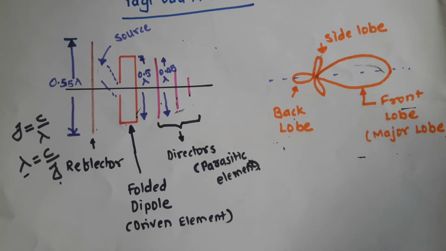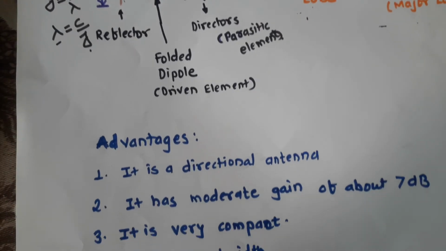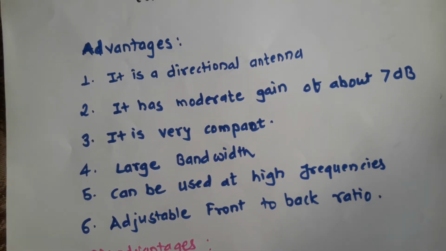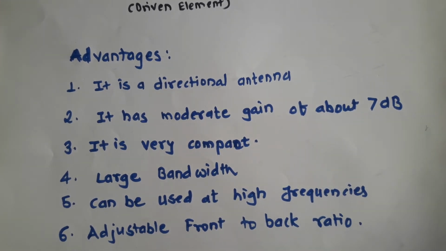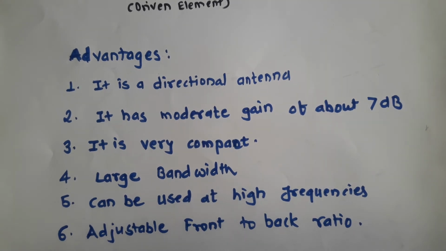Now let us have a look at the advantages and disadvantages of the Yagi Uda antenna. This particular antenna is a directional antenna. So it has great directivity, a unidirectional antenna. Then it has a moderate gain of about 7 dB. Then it is very compact. Then it will cover a large bandwidth. So the antenna works satisfactorily over a large bandwidth also.